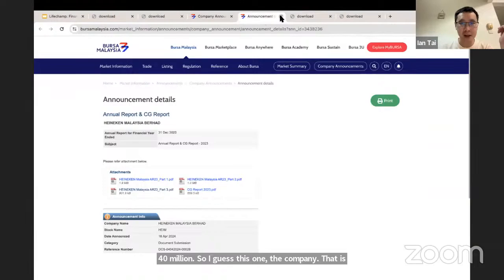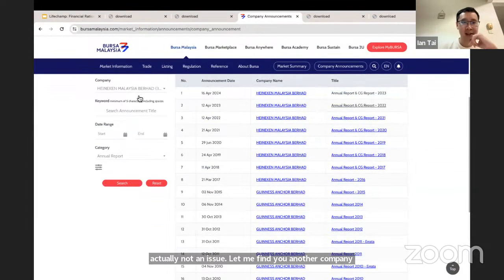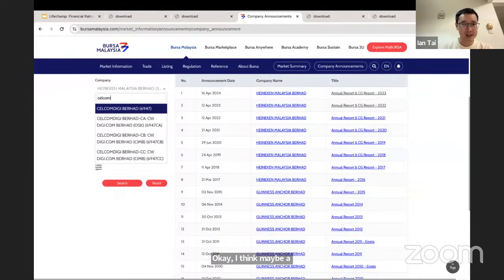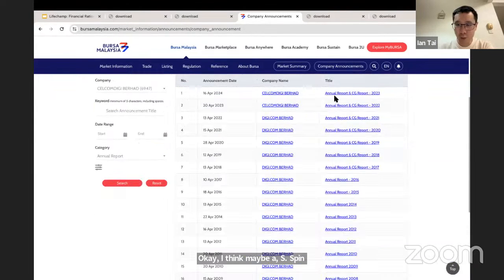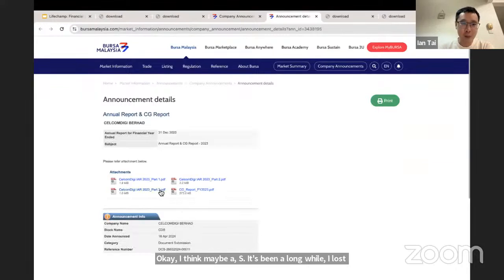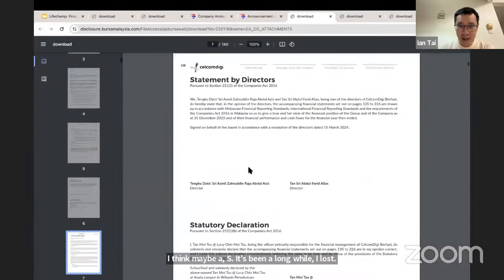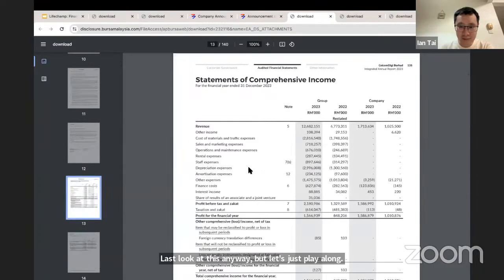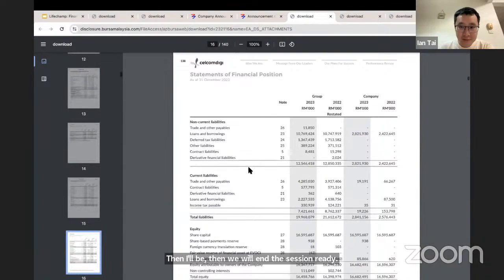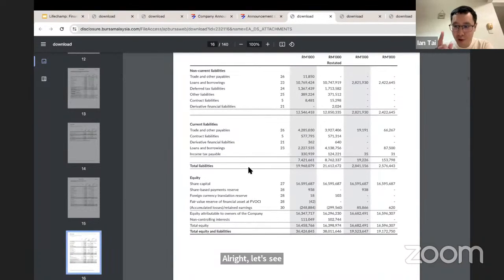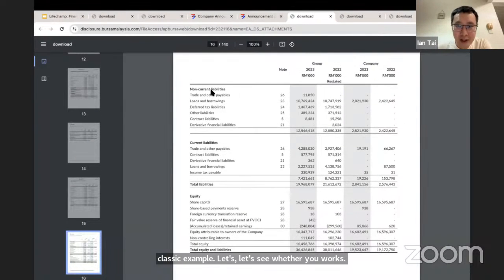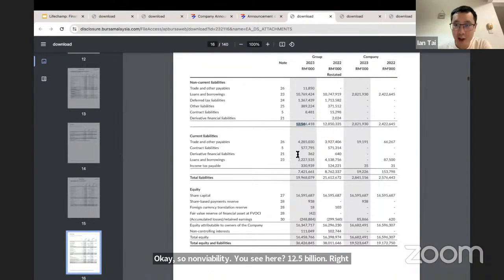Let me find you another company. Okay, I think maybe a telco. Let's see Celcom. It's been a long while since I last looked at this annual report. Let's just play along. Then we will end this session already. All right, let's see. Okay, all right. So this is actually a classic example. Let's see whether it works. Okay, so non-current liability. You see here, 12.5 billion, right? 12.5 billion ringgit. That is actually non-current liability.